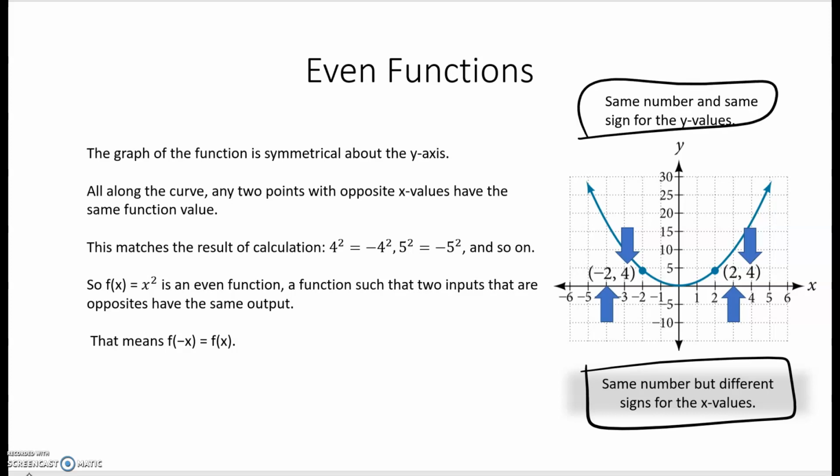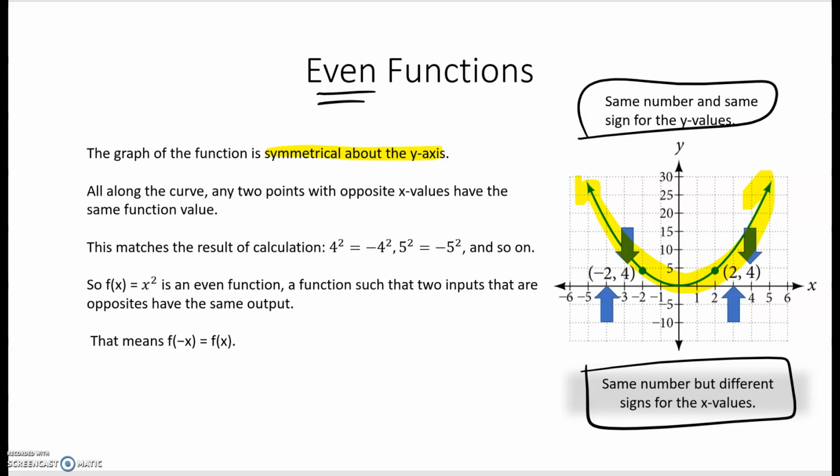For the y values in an even function, your y values are going to have the same number and the same sign. Okay, so we said that the graph is symmetrical about the y-axis. So along that curve, your function right here, we call it a curve or a function. Along that curve or function, any 2 points with opposite x values have the same function value or the same y value. This matches the result of calculation.